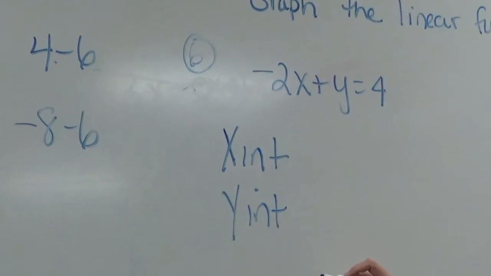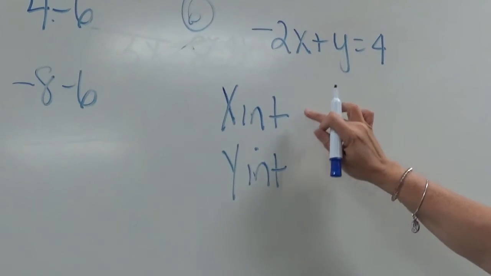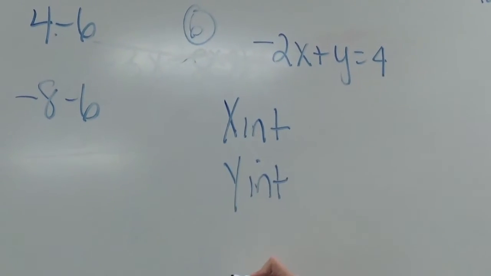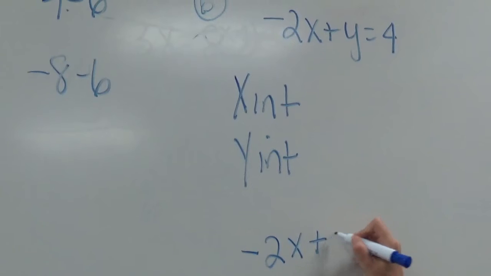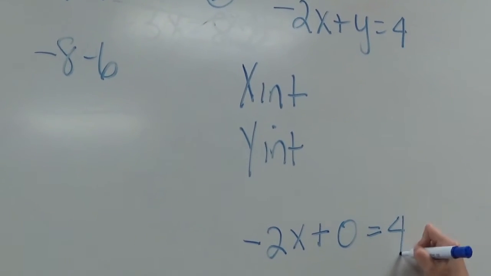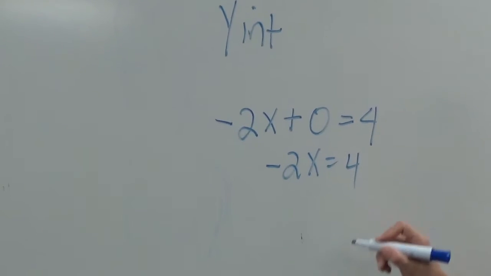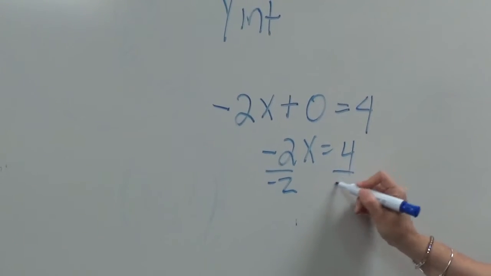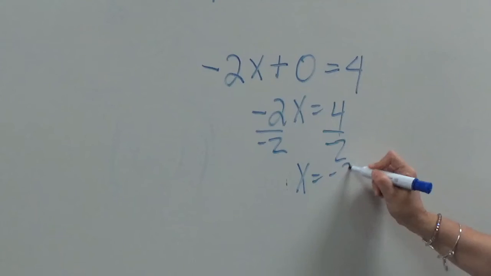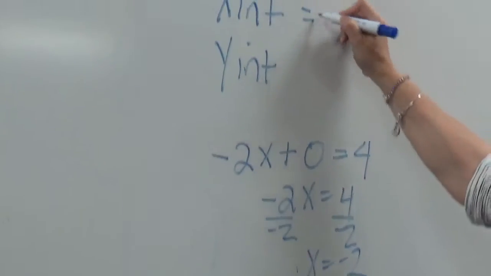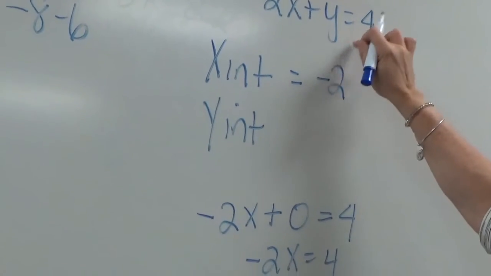So the first thing I want to do is find the x-intercept. That's when y equals 0. So I'm going to rewrite my equation. Instead of writing y, I'm going to pop in a 0. So then I get negative 2x equals 4. Divide by negative 2, divide by negative 2, x equals negative 2. So my x-intercept is negative 2. That's when y is 0.